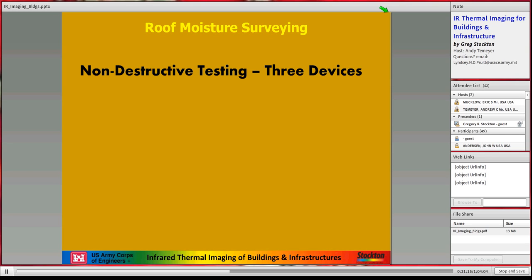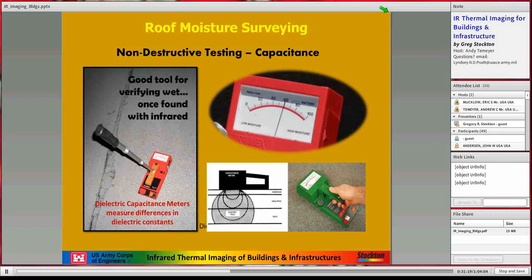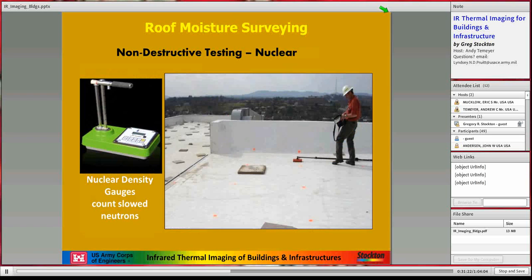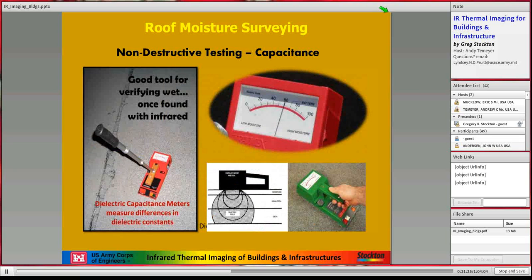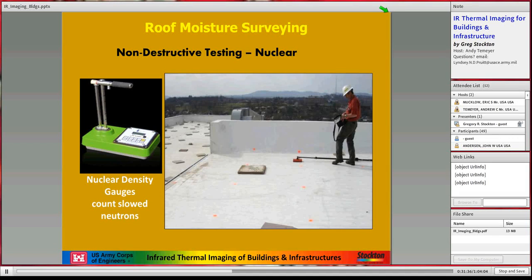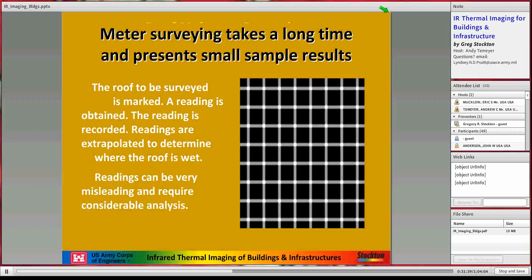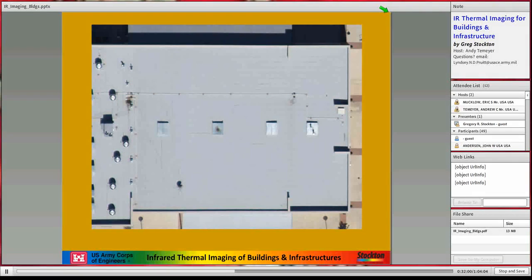So the way to do this, and it's very good and very accurate, is pin type destructive. Sticking a hole in the roof measures the resistance across the two pins. All right, so then there's core sampling, which is great for verification. And there's non-destructive testing. The three devices are capacitance meters, nuclear meters. The capacitance meters basically are measuring the difference in the dielectric constant. The nuclear gauges are counting slowed neutrons.